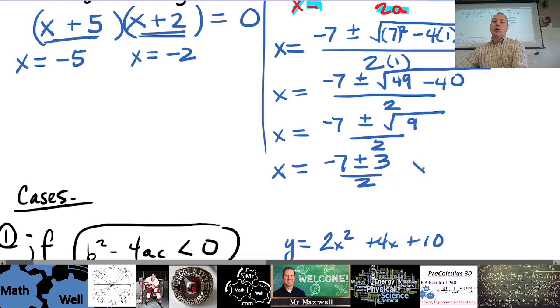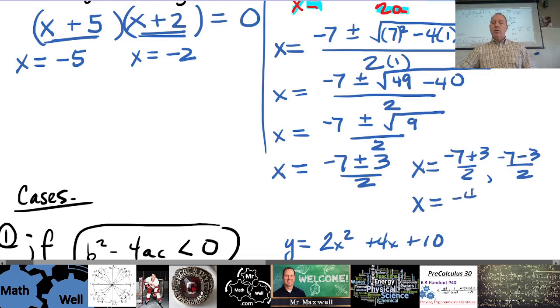So that's going to be x equals negative 7 plus 3 over 2 and negative 7 minus 3 over 2. Those two values are going to be negative 4 over 2 and negative 10 over 2, or x equals negative 2 and negative 5.